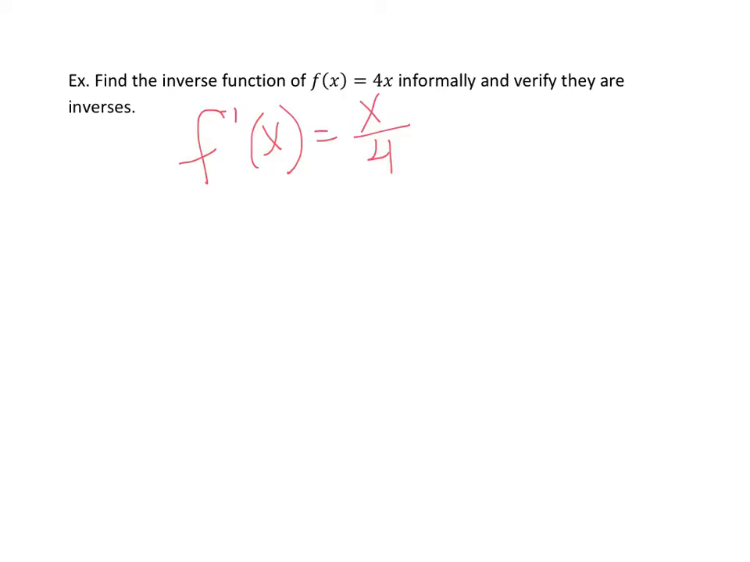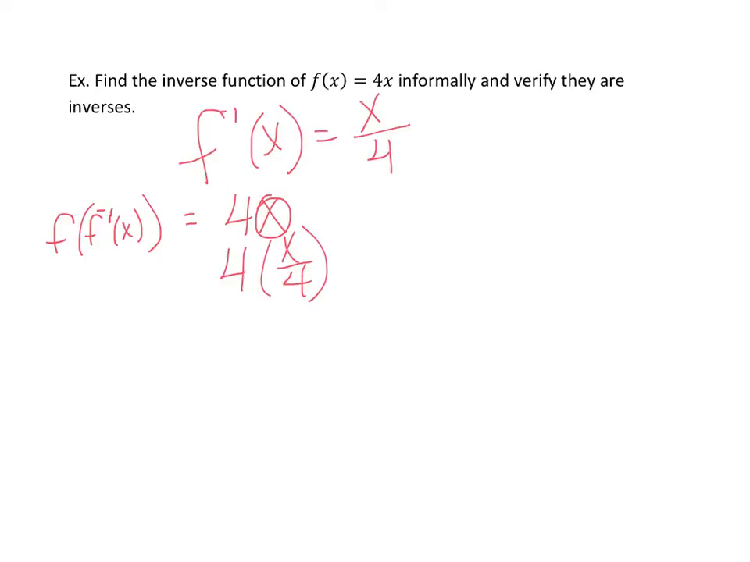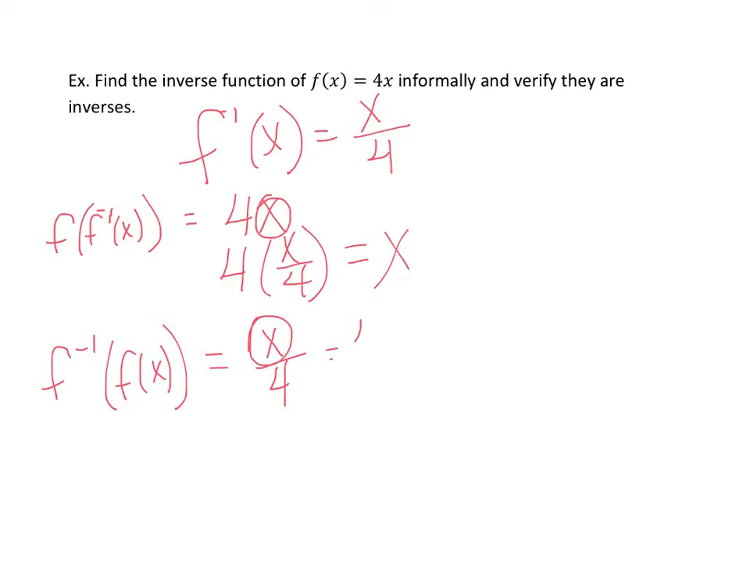If I want to verify, I'm going to take f of x and put it inside the inverse. So I'm taking 4x, and I'm going to replace x with x over 4. That's going to come out to be x. And I also want to do it the other way. I want to start with the inverse, put in the original, and see what I get. So if I start with the inverse, here's my inverse, replace x. Now I've got 4x over 4 equals x. Verified.